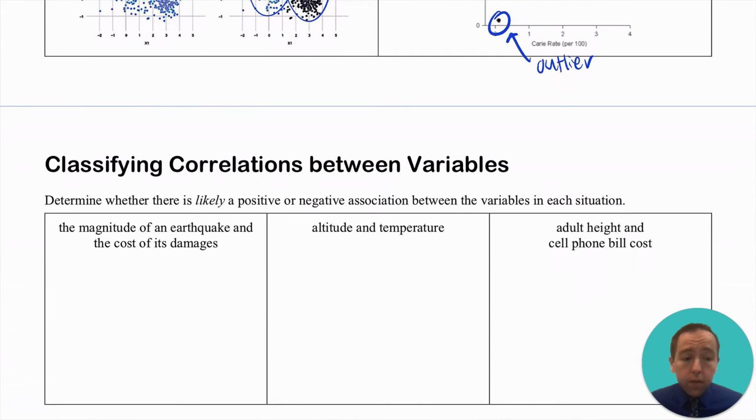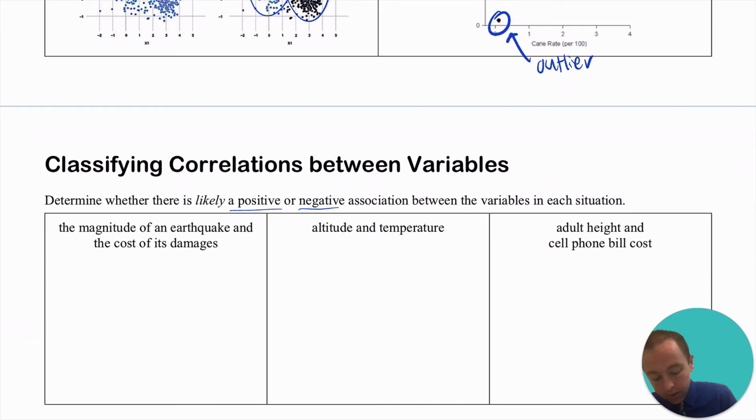So to reinforce some of the correlation aspects that we just saw here, we're asked to determine whether there is likely a positive or a negative association between the variables in each situation. By positive and negative, we're probably assuming a linear positive or negative association.